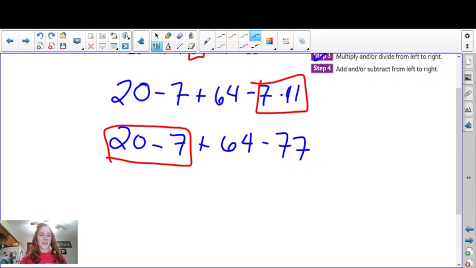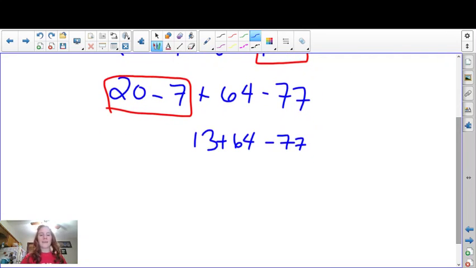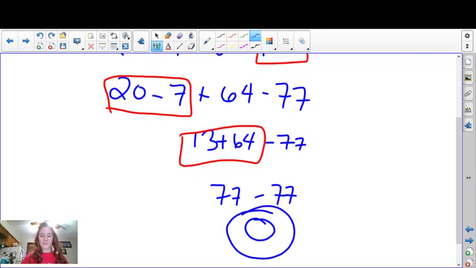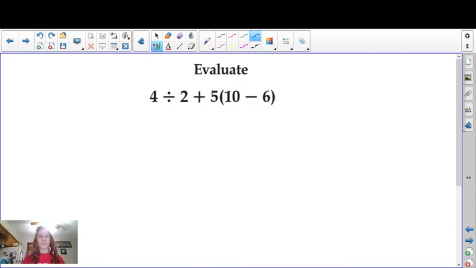20 minus 7 is 13. So 13 plus 64 minus 77. And then I go back again. Oh, look, I have 13 plus 64, which gives me 77. And then I have 77 minus 77. Big old donut. 0. Hopefully those last two are a piece of cake. A little bit more intensive.